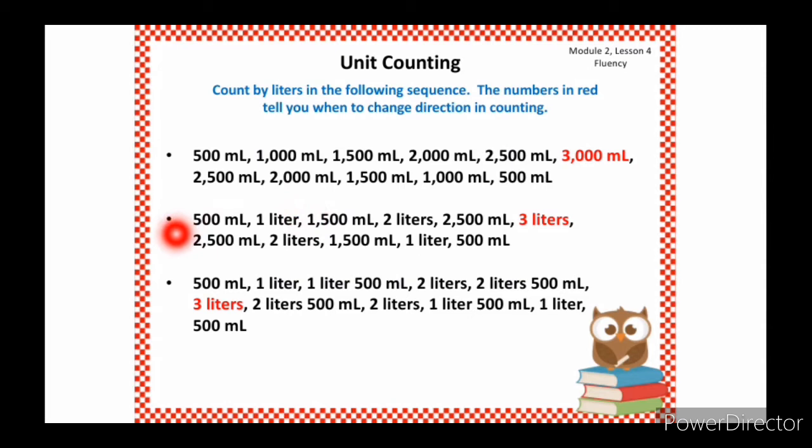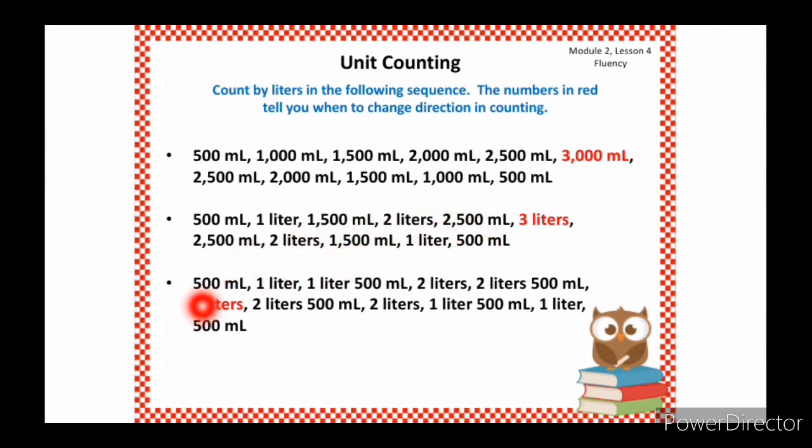Now we're doing the same counting, but this time around we're recognizing the fact that 1,000 milliliters will give us 1 liter. So I have 500 milliliters. Instead of writing 1,000 milliliters, I'll write 1 liter. Instead of writing 2,000 milliliters here, what do we have? 2 liters. So in place of 3,000 milliliters, what are you supposed to have? 3 liters. Beautiful. Then you count backward. All right, 2,000 milliliters, 2 liters, and like that.